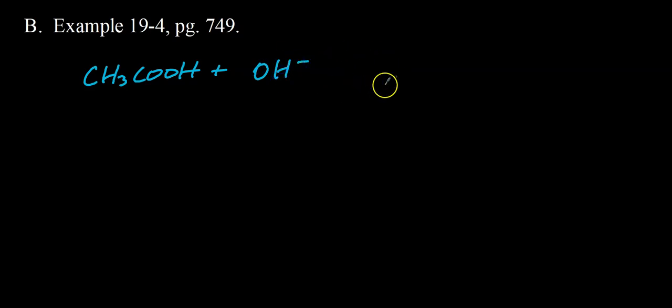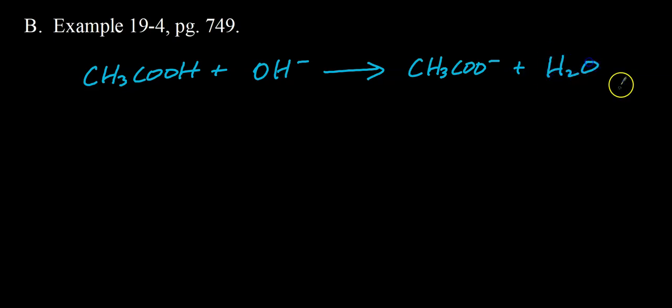Now, what goes here? Does this reaction go to completion, or do we have an equilibrium situation? Technically, this reaction goes to completion. At least this part of the reaction does. So what do you make when acetic acid and hydroxide react? Well, you get acetate, more acetate. I think there was already some in the solution to begin with, and water.